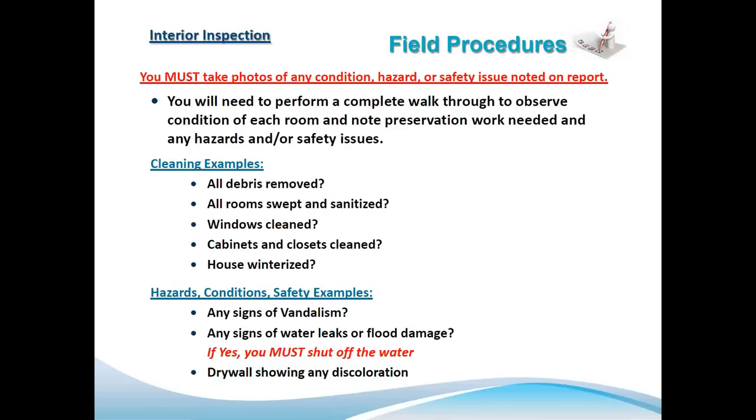Interior inspection section. You must take photos of any conditions, hazards, or safety issues noted on the report form. Each vendor will need to perform a complete walkthrough to observe the condition of each room inside the property and note any preservation work needed, as well as any hazards and or safety issues. Some examples of cleaning issues inside a home are whether or not the debris has been removed, whether or not all rooms have been swept and sanitized, whether or not the windows have been cleaned, whether kitchen cabinets, bathroom cabinets, and closets are cleaned, and whether the house has been winterized.